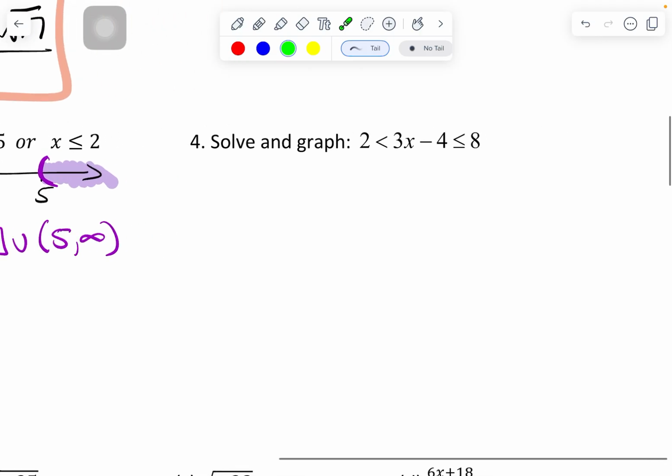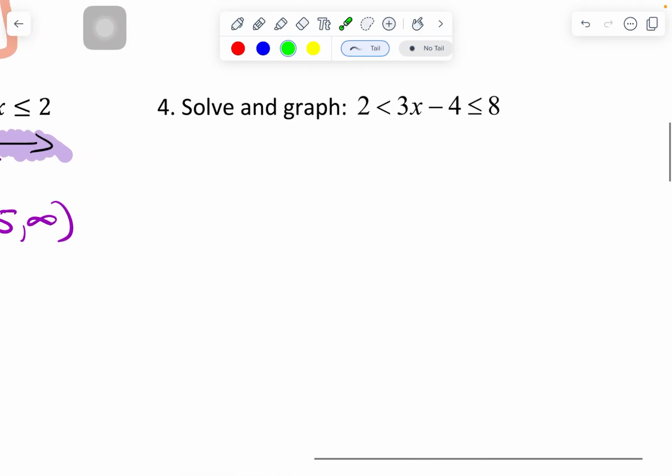All right, last one for this video, I'm going to solve and graph problem number 4. Now, problem number 4 is a conjunction, all right? But the problem is this conjunction does not have just an x in the middle, and I want it to have just an x in the middle. So I need to get rid of this times 3, and I need to get rid of a -4. So we're going to start by solving like I would normally. I'm going to add 4.